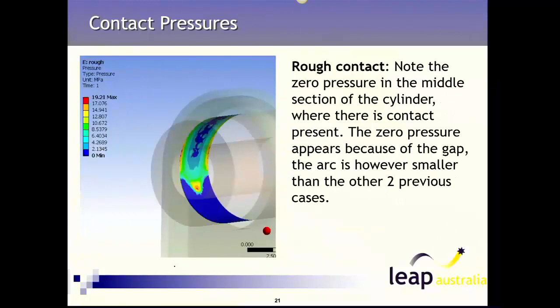Okay, so with a rough contact, we see a similar sort of effect, but the angle of wrap, if you like, is much greater because we've got that sliding, sticking going on there.